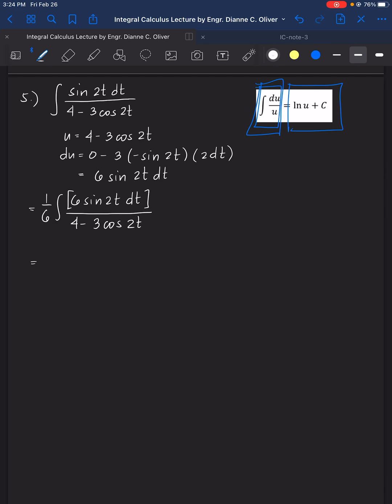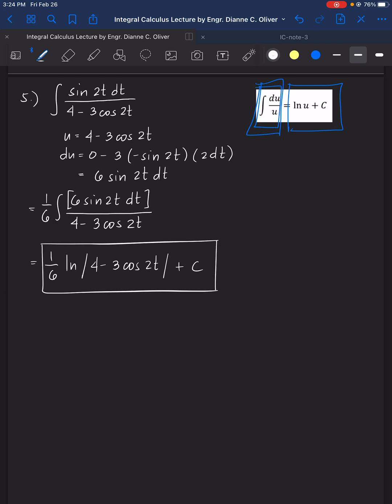So this is now equal to 1 over 6 ln of u, which is 4 minus 3 cosine 2t, plus c. So this is now the answer. Now for checking by differentiation, let's find the derivative of the answer: the derivative of 1 over 6 ln of 4 minus 3 cosine 2t plus c.